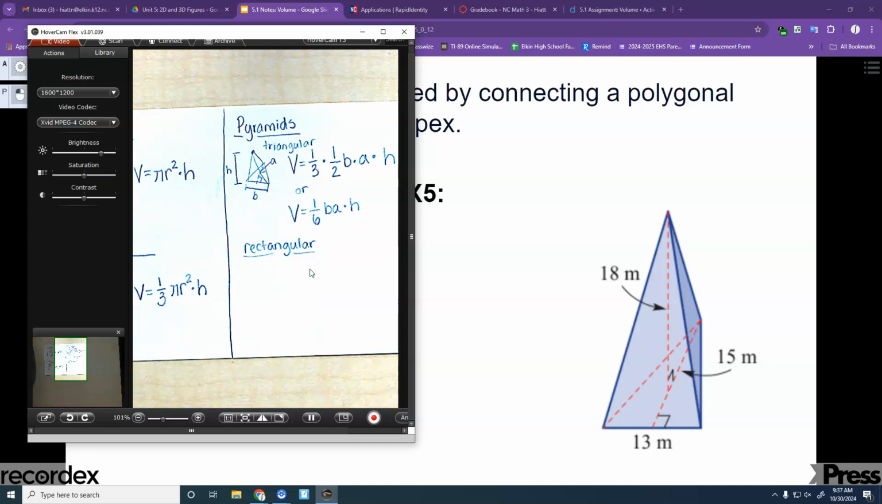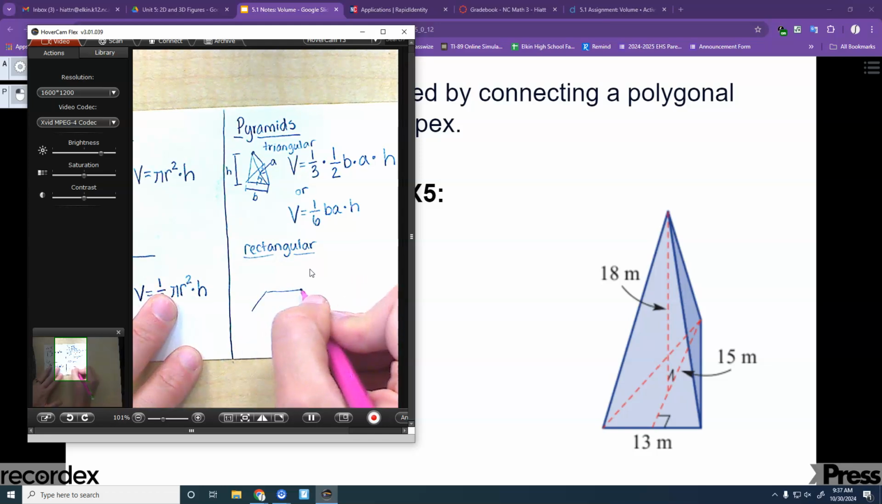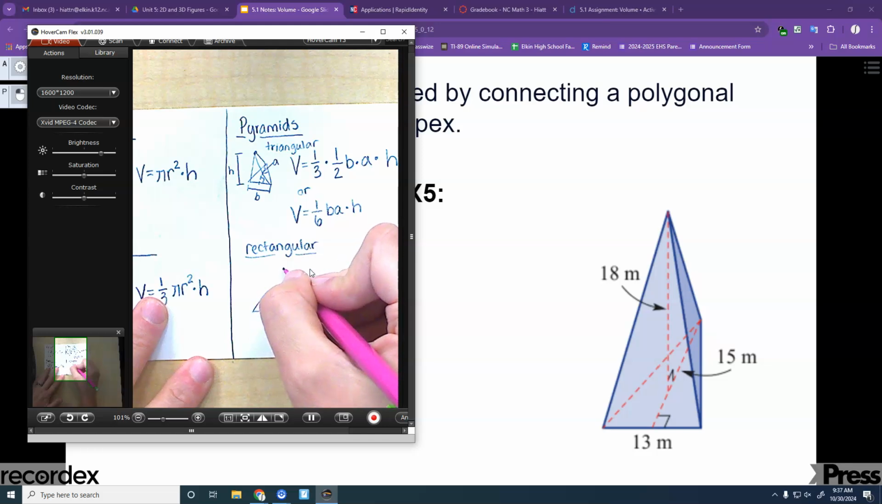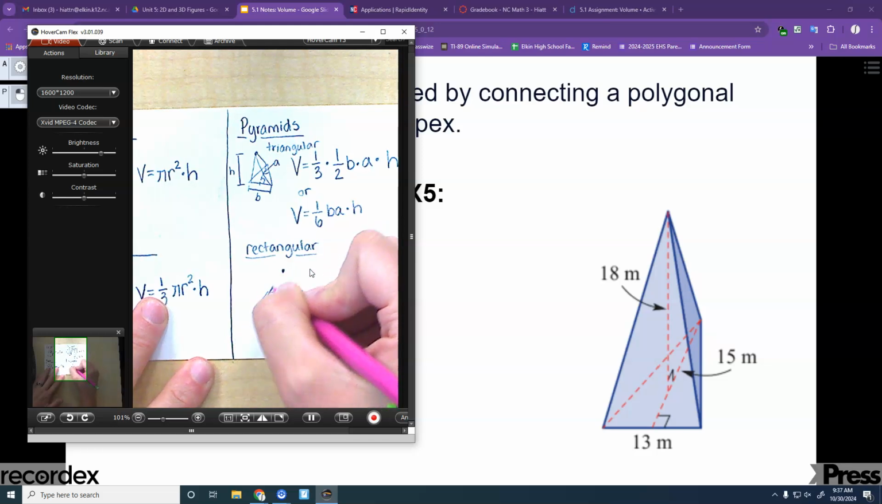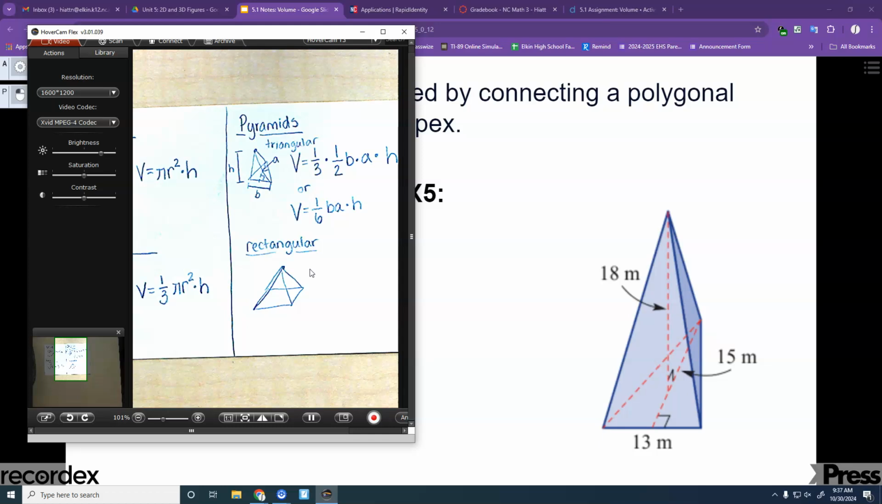Okay, for rectangular is tricky to draw because you don't actually draw a rectangle on the bottom. You want to draw your base like a parallelogram because you're looking at it kind of slanty. And so for rectangular, put your dot up here and connect all of your sides there. That looks pretty rectangular, kind of. It's not my best work, but it's kind of rectangular.